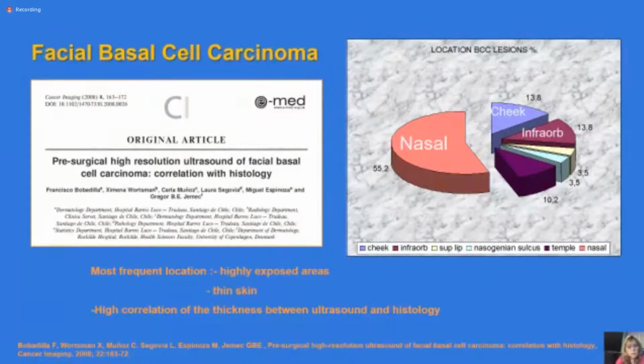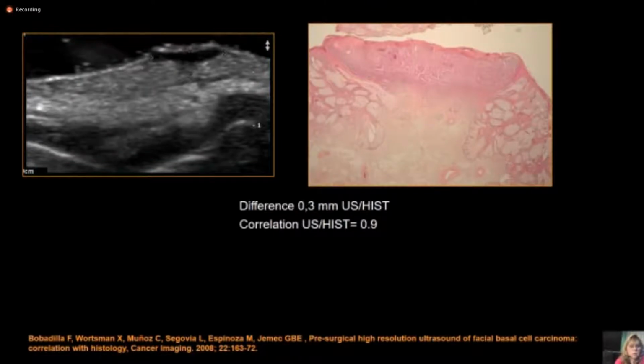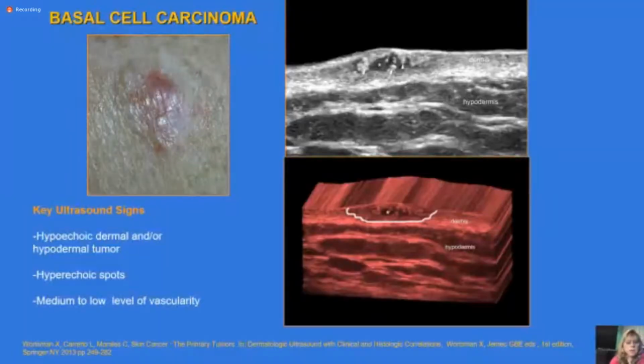In this article, we published that there is a high correlation of the thickness of the lesions between ultrasound and histology. Here you have an example. You can see the lesion is almost the same on ultrasound and histology. Very, very similar.